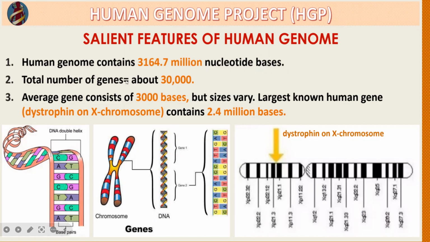Okay. The total number of genes is about 30,000. The average gene consists of 3,000 bases, but the size varies. The largest known human gene is dystrophin on the X chromosome and contains 2.4 million base pairs. This dystrophin is a protein related to muscle. Now, if there is some mutation, then you get muscular dystrophy, where the muscle starts destroying itself. The muscle gets rotten, like parts. Leprosy, you all know, no? Finger cutting, that is it.